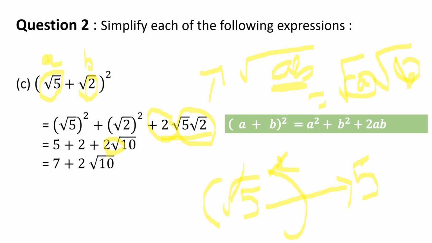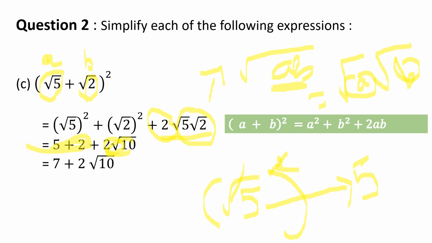So 2 root 10. Now 5 plus 2, normal numbers, so I can add them. 5 plus 2, 7. Then I write 2 root 10 as it is, because 2 root 10 I cannot add with 7. Now don't add this 7 and 2 and keep. No, because this is 2 root 10. This is a separate number, right?